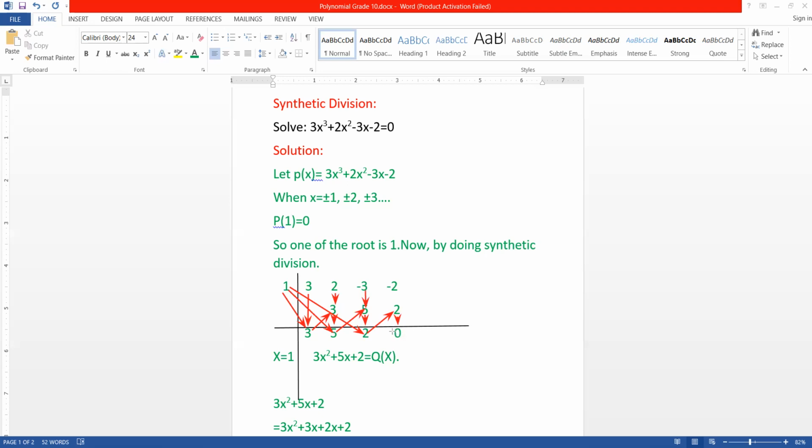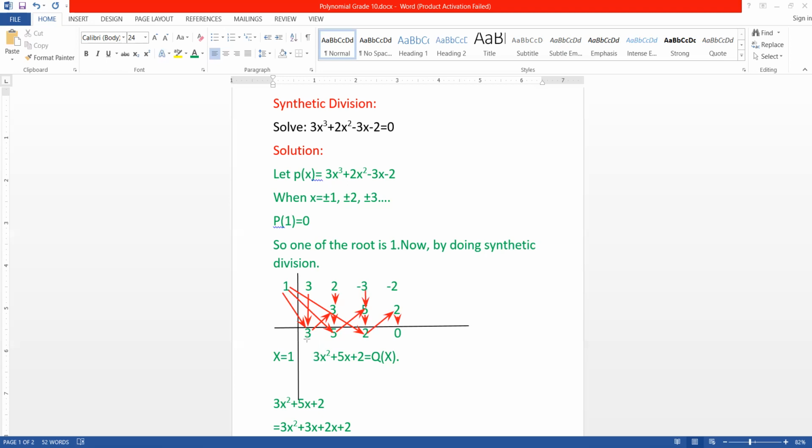So this 0 is nothing but the remainder. Now we look at the highest power of x, which is 3, so let's decrease the power by 1 and write 3x squared. After that, the next coefficient is 5, so 5x, and then plus 2. If there was minus 2, then we would write minus 2. If there was minus 5, then we would write minus 5x. If there was minus 3, then we would write minus 3x squared.